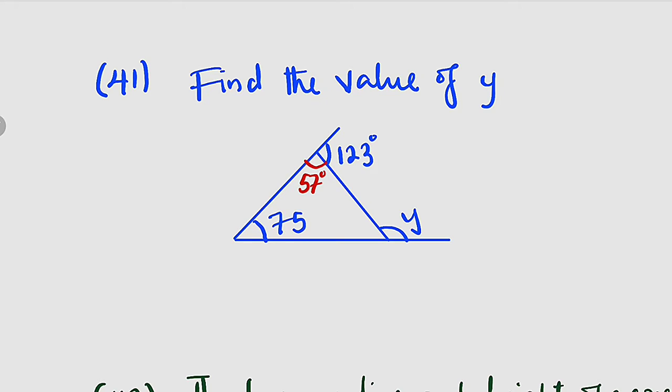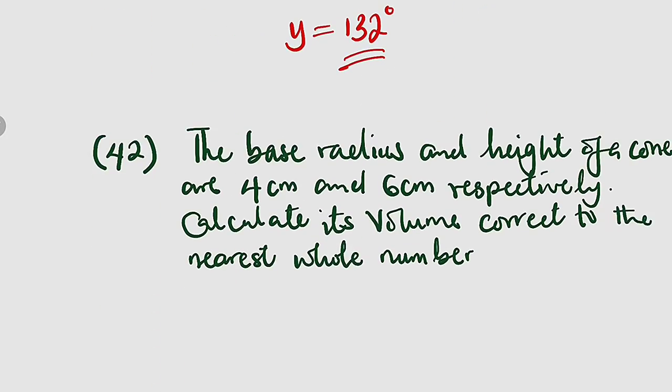Remember, you don't have to always show your working because you're dealing with objective questions. There's no space for working. All right. So since this is another exterior angle, remember that an exterior angle is always equal to the sum of the two interior opposite angles. So once you add these two angles together, you shall obtain y. And 57 plus 75 will give us 132. Therefore, y is equal to 132 degrees. As simple as that. Let us move on to question number 42.